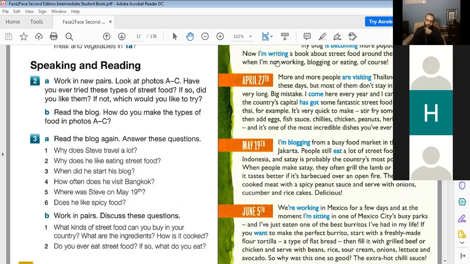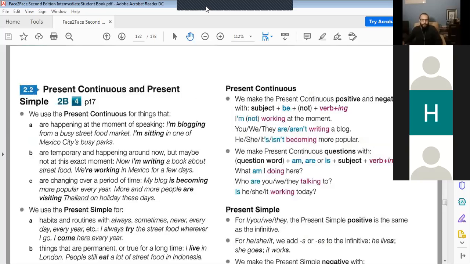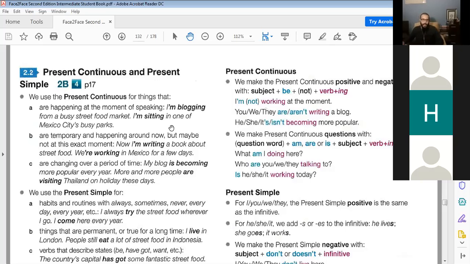So writing and the other one, working, this feels better for something which is around now, not right now exactly. Okay, do you get the idea? Do you get the difference? Okay, let's continue. So writing and working, it's not exactly at the moment of speaking, it's around now. So the first thing is now I'm writing a book about street food. This is something happening around now. We're working in Mexico for a few days. This is something temporary. It's for a few days only.